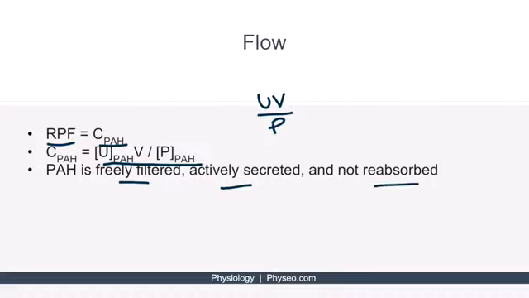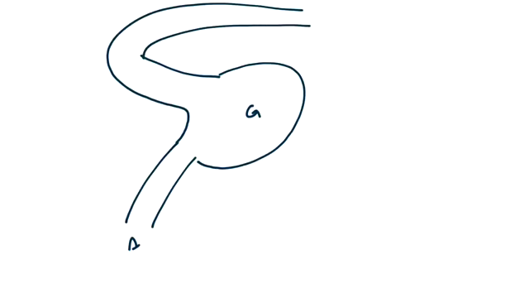Let me draw this out to show you what I'm talking about. Here's the afferent arteriole, the glomerulus, the efferent arteriole, and the remaining portions of the nephron.